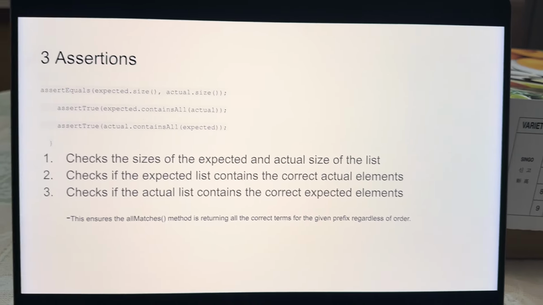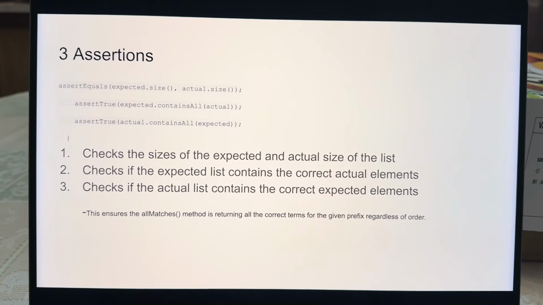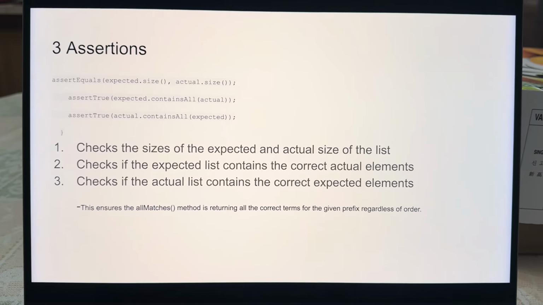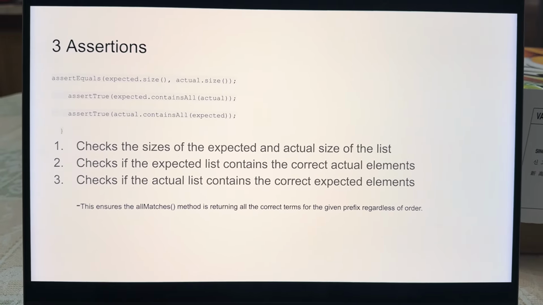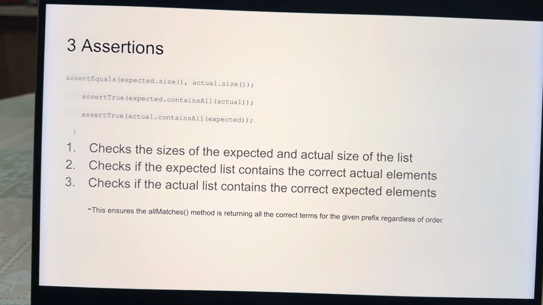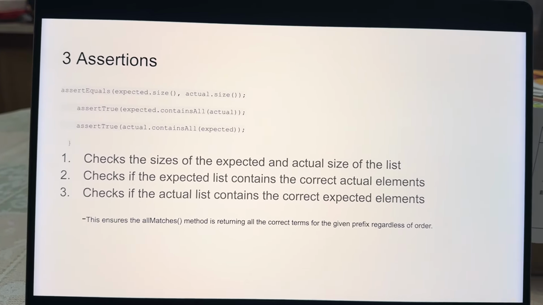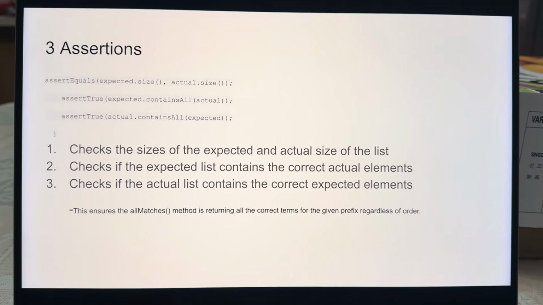Lastly, we want to discuss the three assertions. The three assertions do three things. First, the assert equals checks the expected and actual size of the list. So after the operations, we want to check if the predicted or expected size is equivalent to the actual size returned.